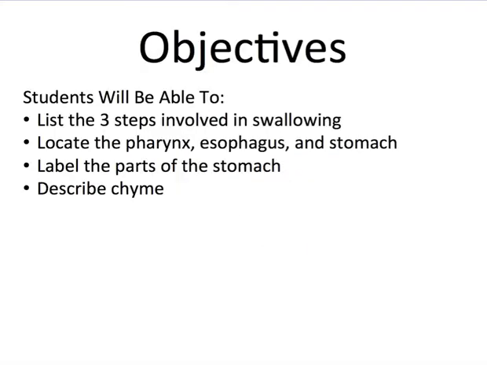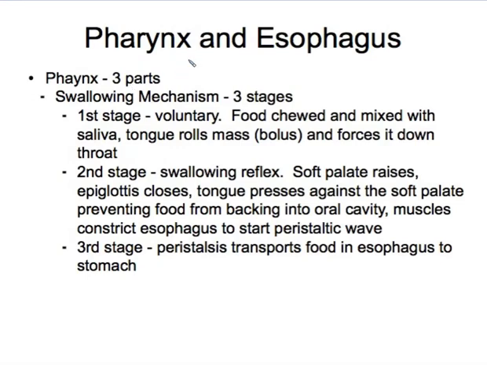And so at the end of this lesson, my goal for you is to list 3 steps involved in swallowing. So you're going to be able to describe the swallowing process. We're going to locate the pharynx, the esophagus, and the stomach within the body. We're going to label the parts of the stomach. And you're going to be able to describe this substance called chyme. So let's get started.